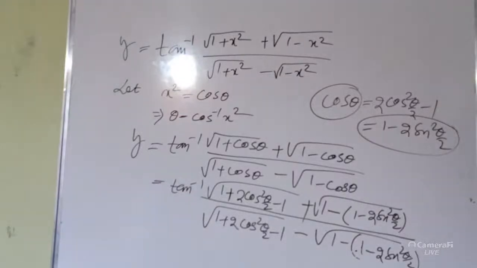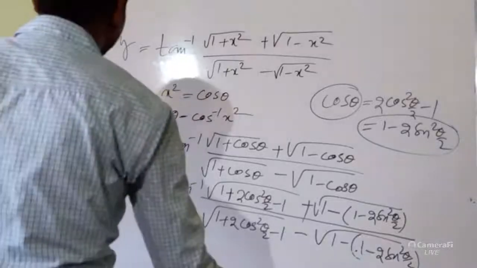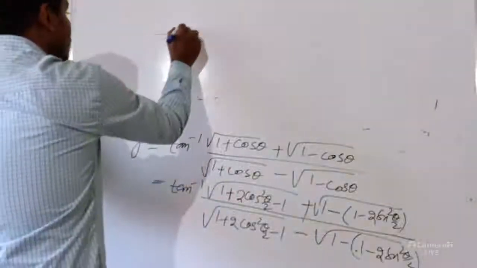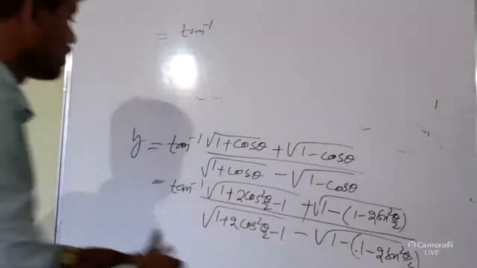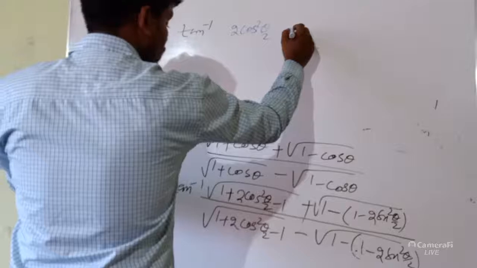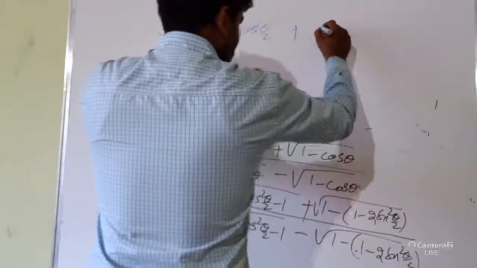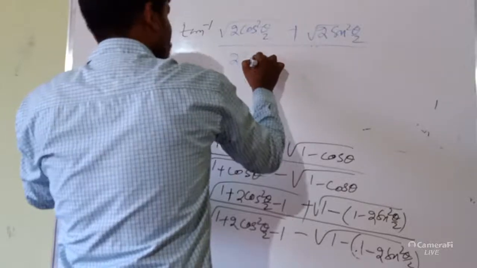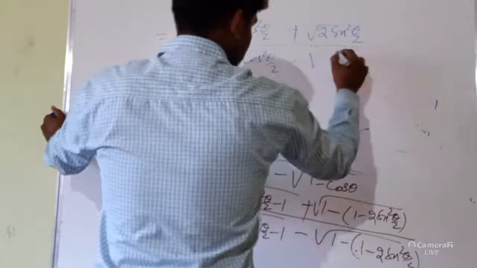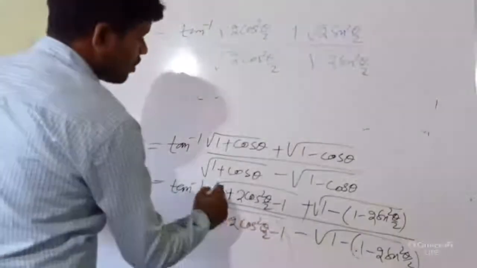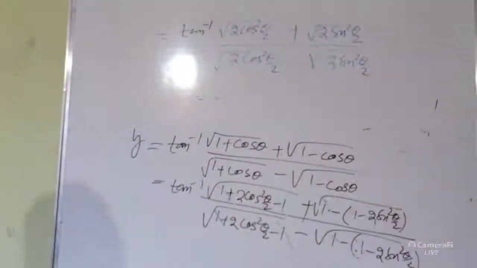Any doubt? Now this becomes tan inverse of root over 2 cos square theta by 2 plus root over 2 sin square theta by 2, and divided by root over 2 cos square theta by 2 minus root over 2 sin square theta by 2. Okay, all the ones are cancelled.